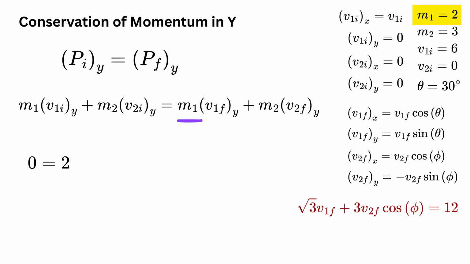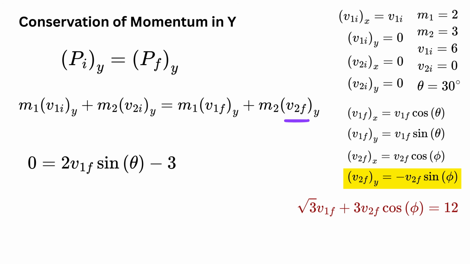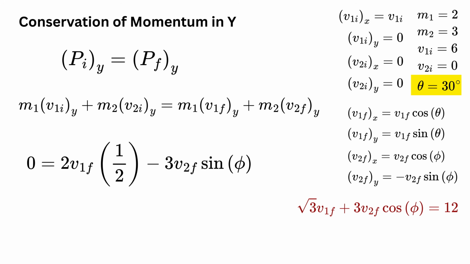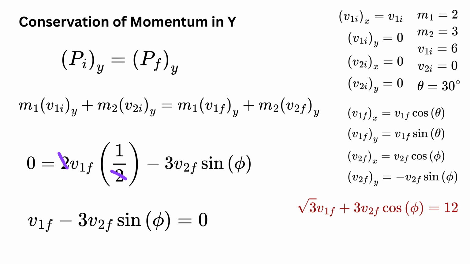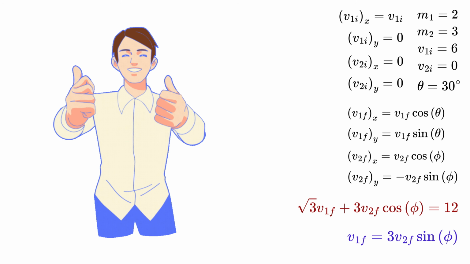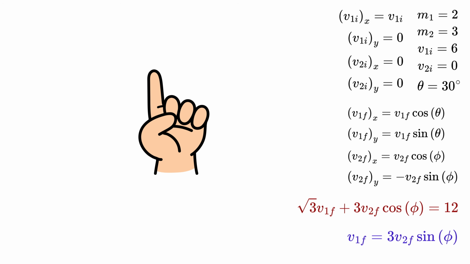Now here, m1 is 2, then v1 final in y direction is v1f sine theta, then m2 is 3, and v2 final in y direction is minus v2f sine phi. Now theta is 30 degrees, therefore sine theta is half. So finally we have v1f minus 3 v2f sine phi equals 0, or v1f equals 3 v2f sine phi. Excellent. Now we need one more equation in order to solve this question.